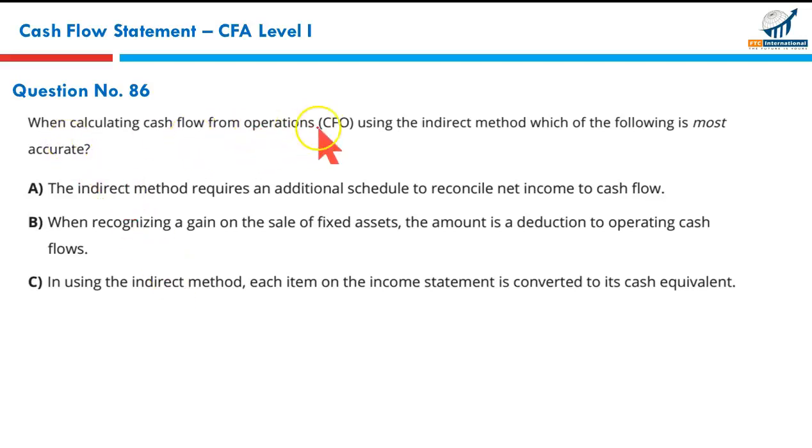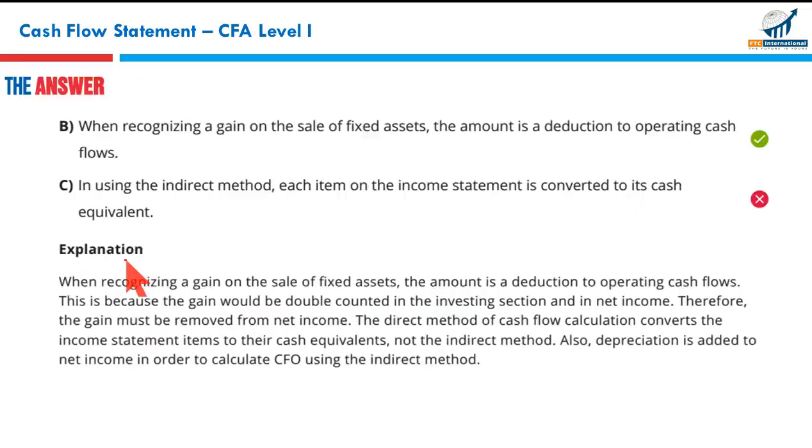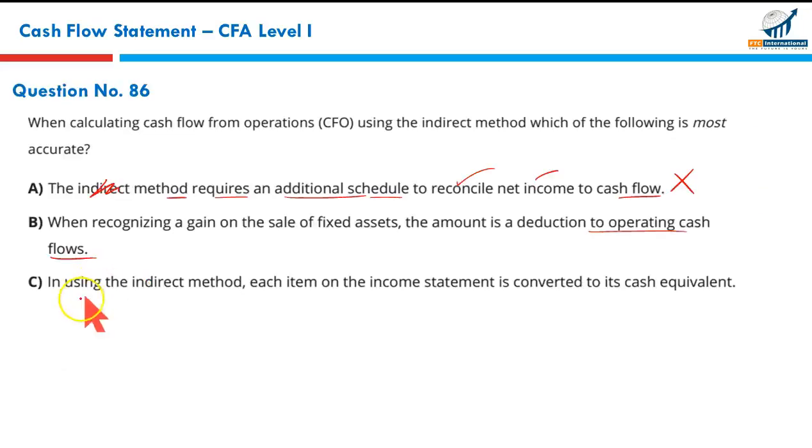Under the US GAAP, when calculating cash flow from operations using the indirect method, which of the following is most accurate? The indirect method requires an additional schedule to reconcile net income to cash flows. Wrong. In fact, the direct method requires an additional schedule that reconciles your net income to the cash flow from operations. It's a wrong statement. When recognizing a gain on sale of fixed assets, the amount is a deduction to operating cash flows. Yes, gain is deducted without any further ado. B is the right answer. Go no further. Let's see why not C. In using the indirect method, each item of the income statement is converted to its cash equivalent. Ridiculous.